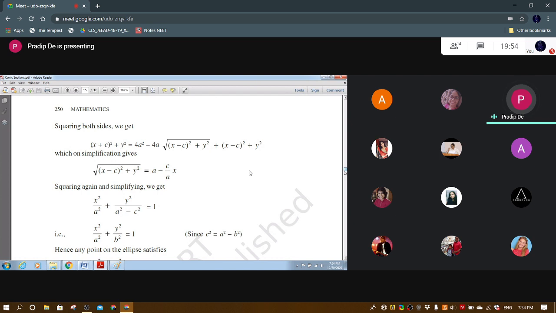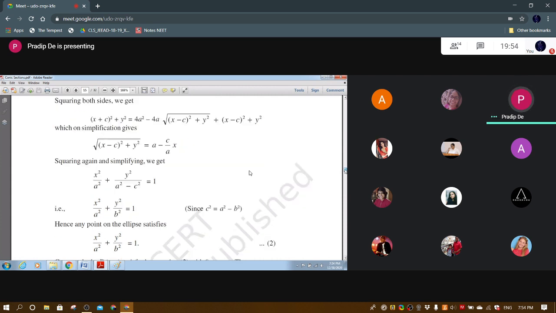The presence of these two variables, x square and y square, x with even power 2, y with even power 2, shows that the curve is symmetric about the y-axis as well as the x-axis. It is symmetric about the major axis and minor axis.